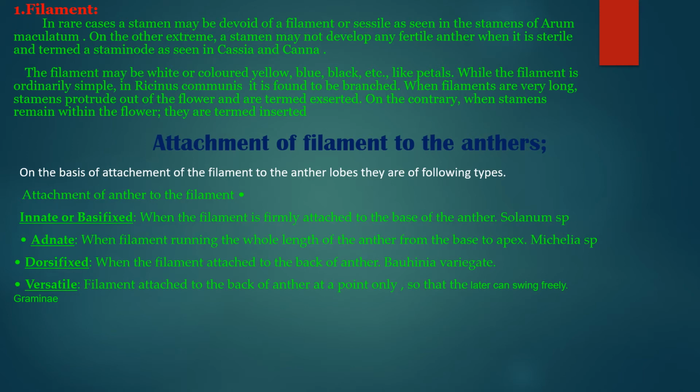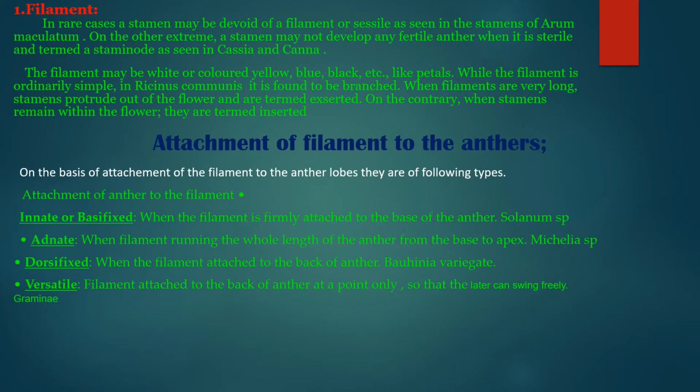On the basis of attachment of the filament to the anther lobes, they are of the following types. Innate or basifixed: when the filament is firmly attached to the base of the anther, as in Solanum species, it is called basifixed. Second, adnate: when the filament runs the whole length of the anther from the base to the apex, it is called adnate, as we see in Michelia species.